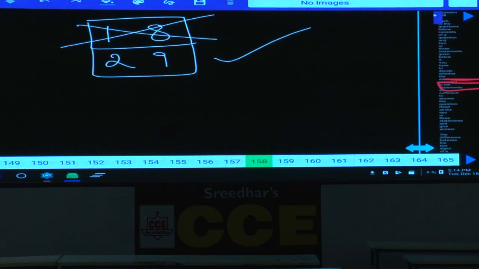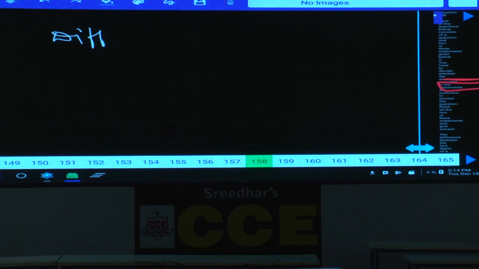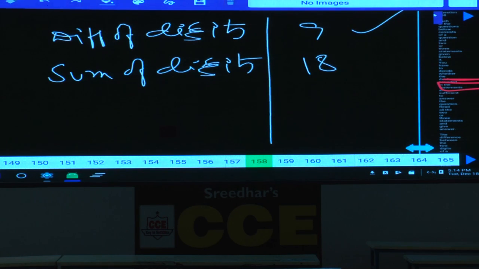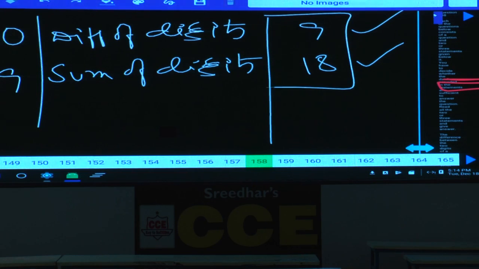Now be careful with this. If the difference of digits is 9, you can calculate the two-digit number. If the sum of digits is equal to 18, you can calculate the two-digit number. If the difference of digits is 9, 90 is the only two-digit number possible. And if the sum of digits is 18, then 99 is the only two-digit number possible. Be careful with these two pieces of information. Apart from these two numbers, if you have any other, you need to know both.